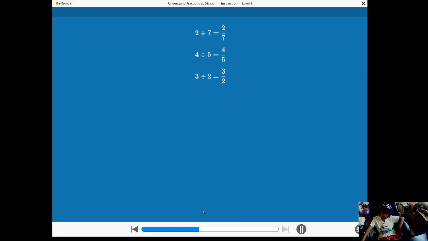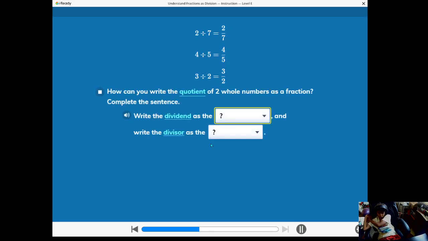Let's look at some of the problems you have solved. In each problem, you divided 2 whole numbers and wrote the quotient as a fraction. Let's think about a pattern. How can you write the quotient of 2 whole numbers as a fraction? Complete the sentence. Write the dividend as the numerator and write the divisor as the denominator.